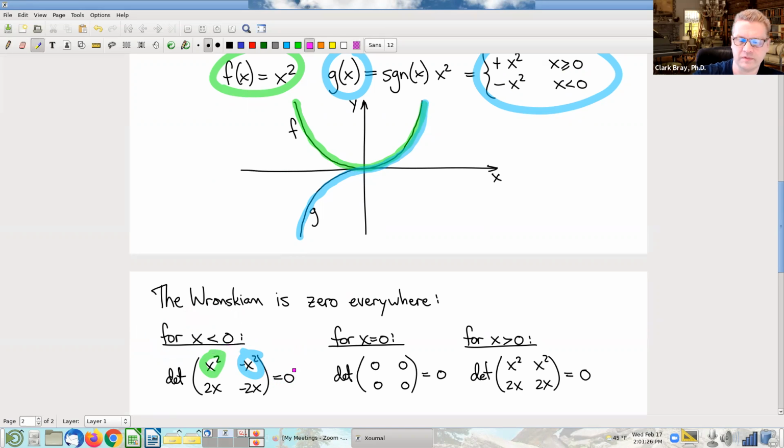All right. When x is positive, for these values of x over here, well, then we just have this is our formula for G. Of course, we have the same formula for F. Looking at those values, compute the Wronskian. Easy to do. And again, we get 0.